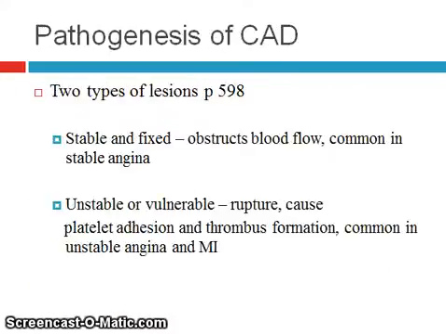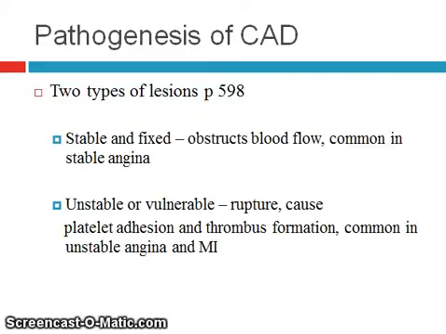Right, so there are different pathogeneses that happen with coronary artery disease. So there's stable and fixed. This is where it's obstructing blood flow, but it's not causing severe problems. They may have intermittent chest pain, considered to be stable angina.